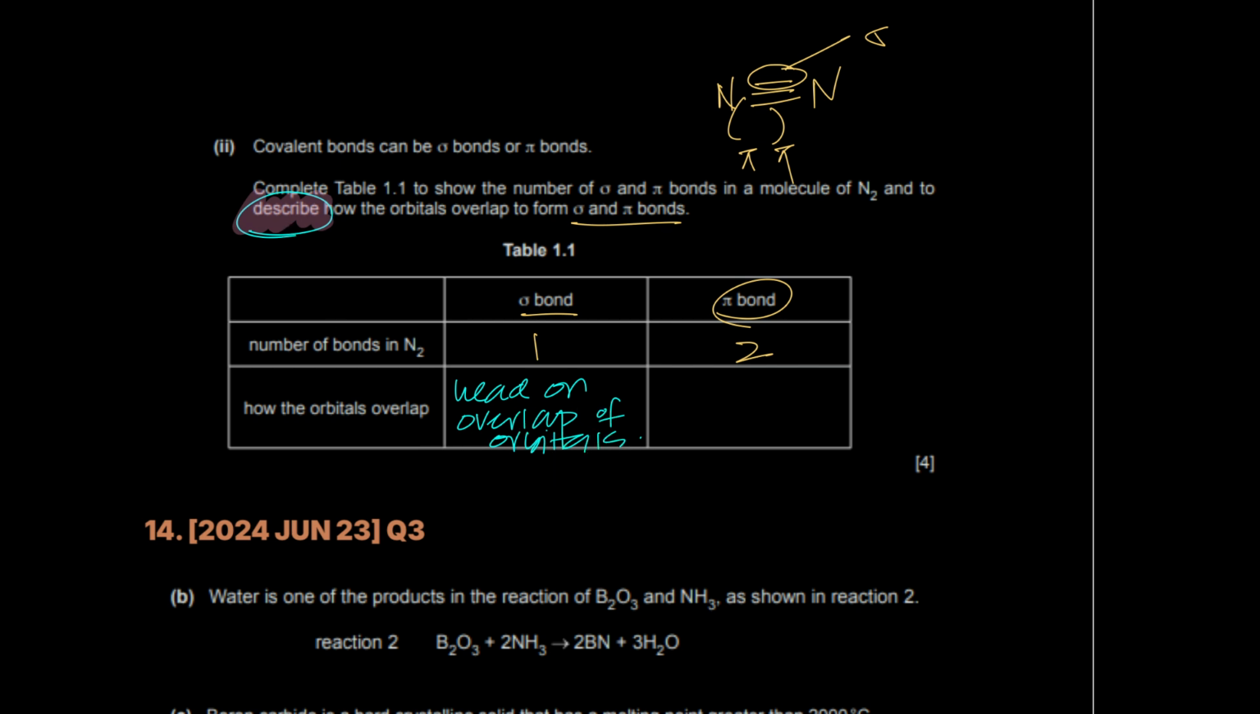That's why I'm describing it anyway. Sideways, and this is what? Sideways overlap of the orbitals. Which orbitals, in fact? Of the p orbitals. Of the adjacent p orbitals, effectively. So it gives me 1 mark, 2 mark, 3 mark, 4 mark.